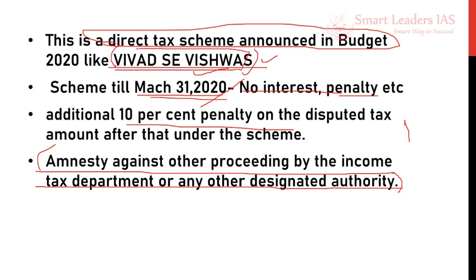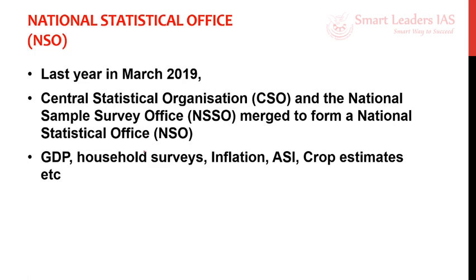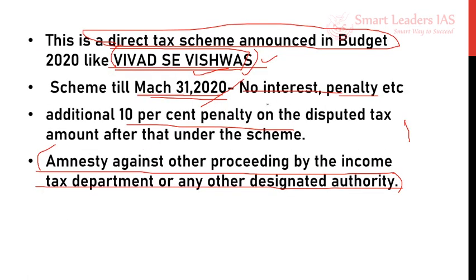This Vivad Se Vishwas. Right? This scheme, which was to expire by March 31, 2020, has been extended to June 2020 because of the COVID. The COVID prachananala, June 2020, this Vivad Se Vishwas scheme has been extended.